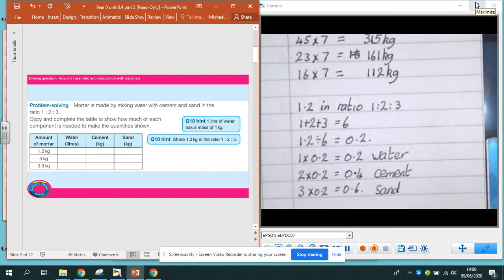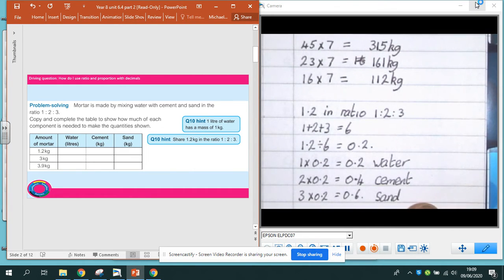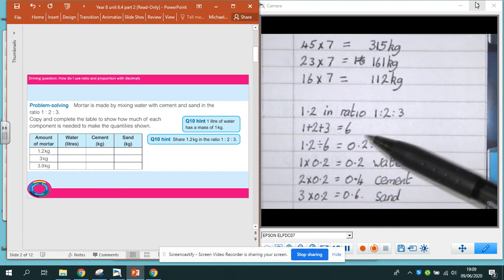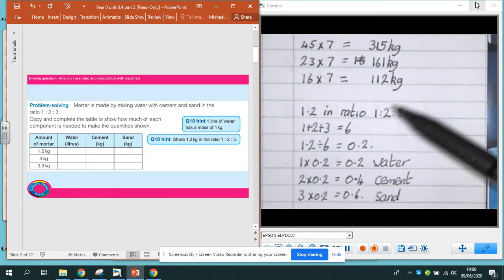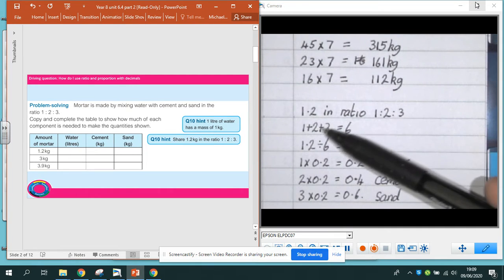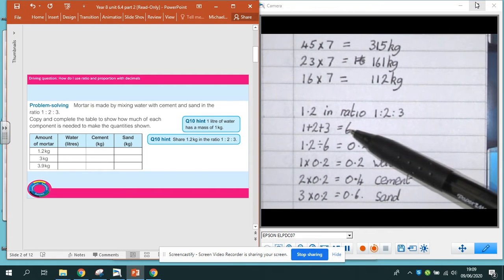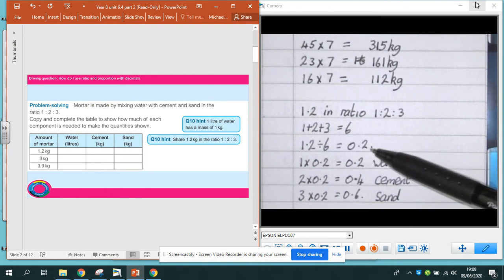So, I haven't written down the table this time, I've just written down the calculations. To begin with, it's exactly the same as we've done before. Work out the ratio of 1 to 2 to 3, 1 add 2 add 3 is 6, so I'm going to divide the volume by 6, or the mass of the mortar that we need by 6. So 1.2 divided by 6 gives me 0.2.